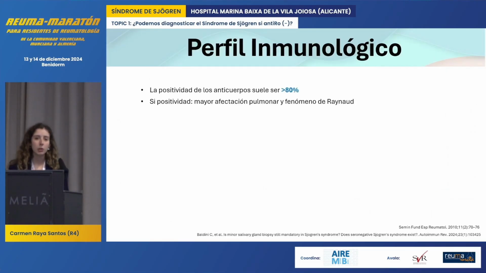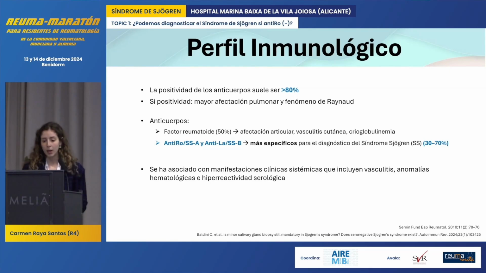And remember that patients with Sjögren syndrome usually test positive for antibodies in about 80% of cases, or even more, okay? And this antibody positivity has been linked to greater lung involvement and Raynaud's phenomenon. In addition to anti-RO and anti-La, which are the most specific and appear in 30-70% of cases, we can also find rheumatoid factor in about 50% of patients. And this rheumatoid factor has been associated with joint involvement, cutaneous vasculitis, and cryoglobulinemia. Anti-RO and anti-La, on the other hand, have been associated with more systemic manifestations: vasculitis, hematological abnormalities, and serological hyperactivity.